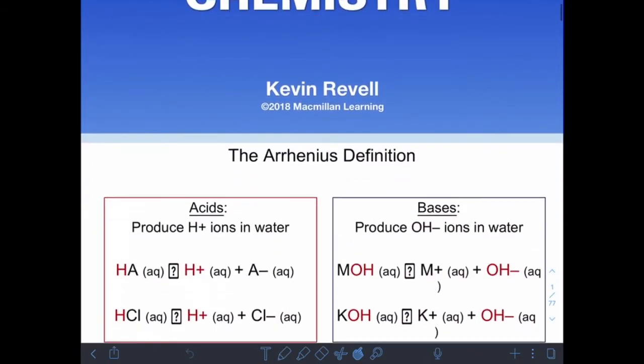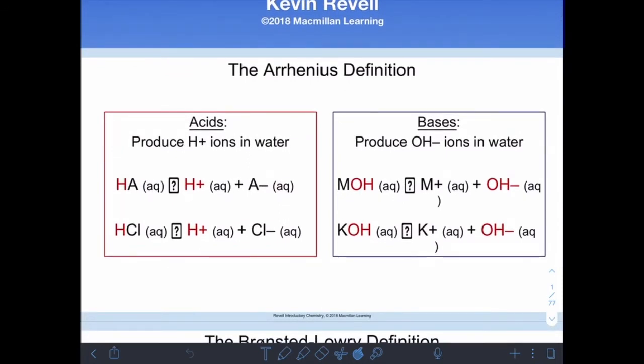So the first definition that there is to talk about is called the Arrhenius definition. And the Arrhenius definition is that acids produce H plus ions in water. Okay, so if we have a generic acid, and remember that acids almost always start with a hydrogen, usually right out in front, acids come apart to produce hydrogens in water.